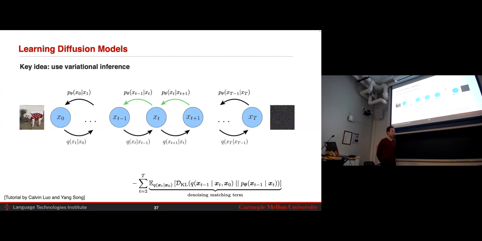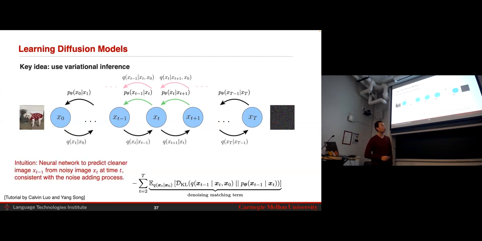A little bit more about this denoising matching term. What is it? At every step, you have this additional noise, added through a predefined noise function, which is a Gaussian centered at the mean with some variance that adds noise. In this denoising matching term, you're comparing the reverse noise process with what my model learned to be the noise removal process, right? The intuition here is that I want to train a neural network to predict a cleaner image at t minus one from a noisy version of the image at xt, where the noise had been added. And this removal of noise process should be consistent with the addition of noise process.